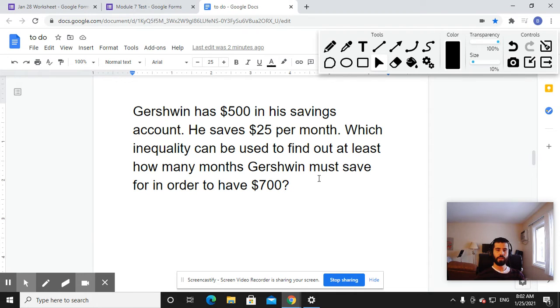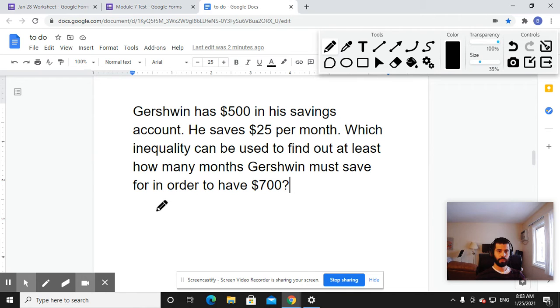Gershwin has $500 in his savings account. He saves $25 per month. Which inequality can be used to find out at least how many months Gershwin must save for in order to have $700? So we can think very abstractly at first.